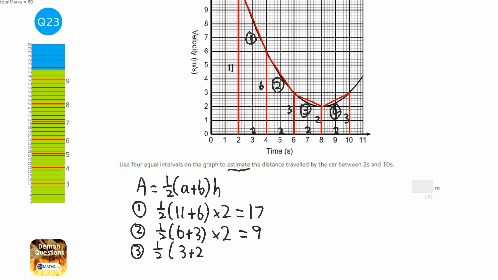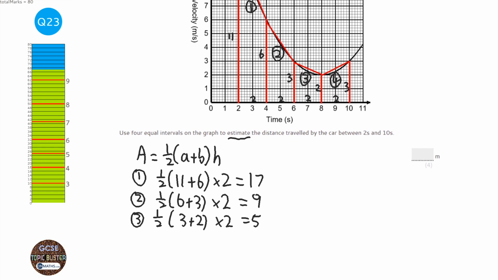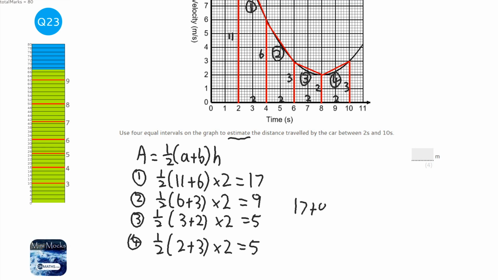3 plus 2 times 2, which is just going to be 5. And let's scroll it down a little bit. So the fourth one is going to be half 2 plus 3 times 2, which is also going to be 5. So to work out the total distance, 7 plus 9 plus 5 plus 5, 17, sorry, so 17 plus 9 plus 5 plus 5. I don't know why I'm using a calculator for this, but it's here, so we might as well use it. So it's going to be 36.